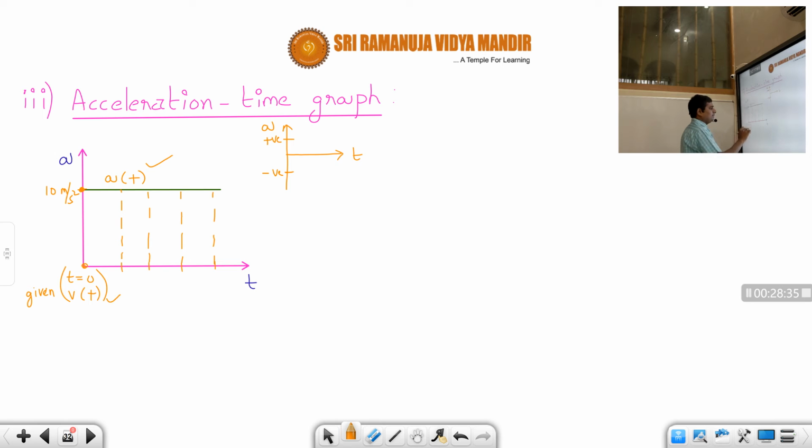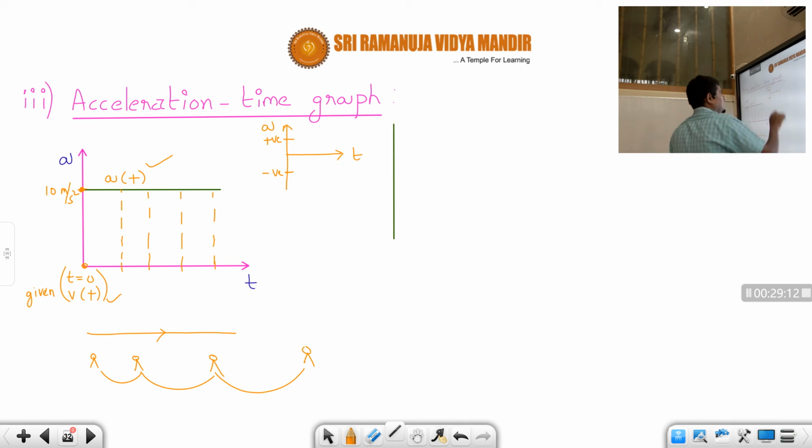So a is positive and v is positive. So what should happen, students? The body will travel only in the right side direction, because both are having the same sign. So it will travel in the right side direction only. If you want to draw the photo diagram, what will happen? If the signs of both acceleration and velocity are the same, then the speed will increase. So when the speed increases, it will go like this. Okay, students, so this is the shape of this graph.